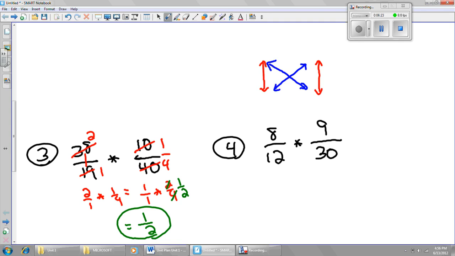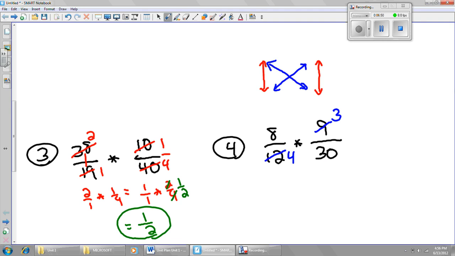Now, it doesn't matter which one I do first. In fact, on some problems, I'll do this one first. On other problems, I'll do that one first. Maybe I'll do this one first or this one. It depends on what I see first. And you know what's jumping out at me first on this one? That the 9 and the 12 have a common factor of 3. So I'm going to divide 9 by 3 and turn it into a 3, and then divide 12 by 3 and turn it into a 4.